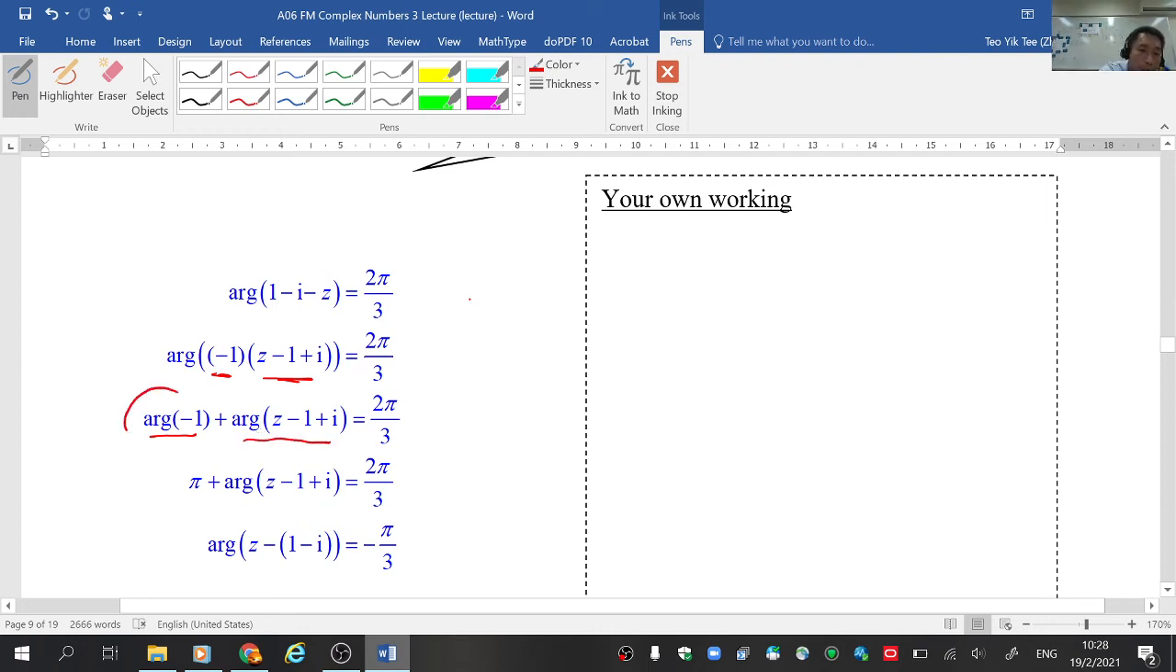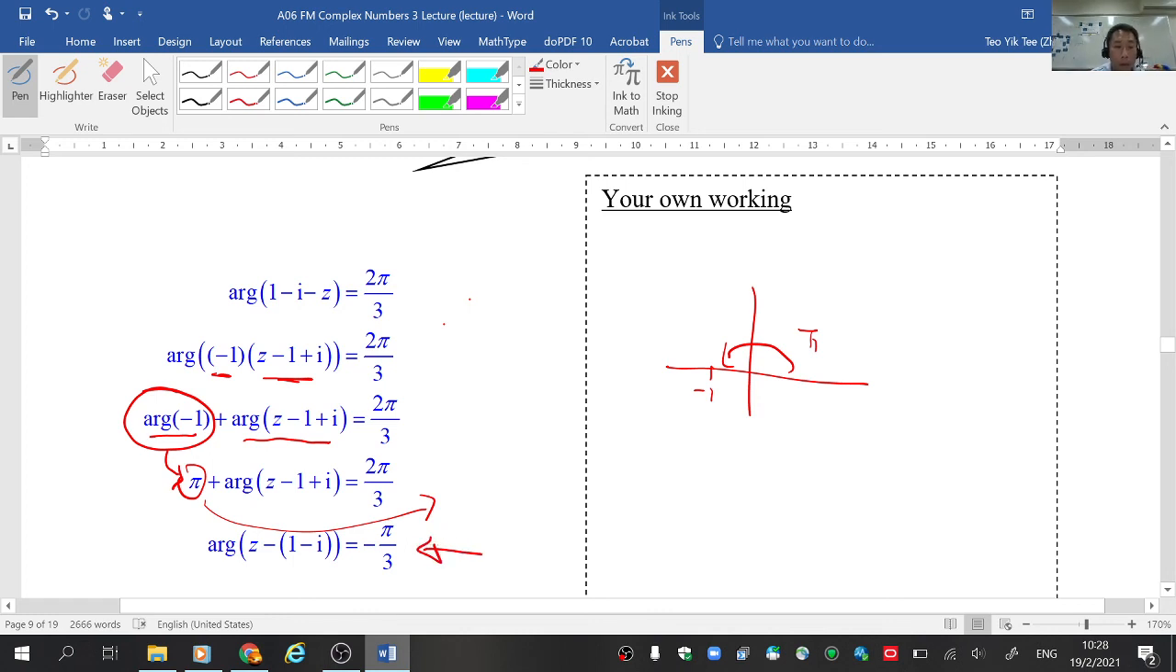What is argument minus 1? Argument of minus 1. Okay, minus 1 is just here. What's the argument? It's just pi. So argument minus 1 becomes pi, and then this pi can shift over to the right hand side, and this is what we call the standard form of my locus.